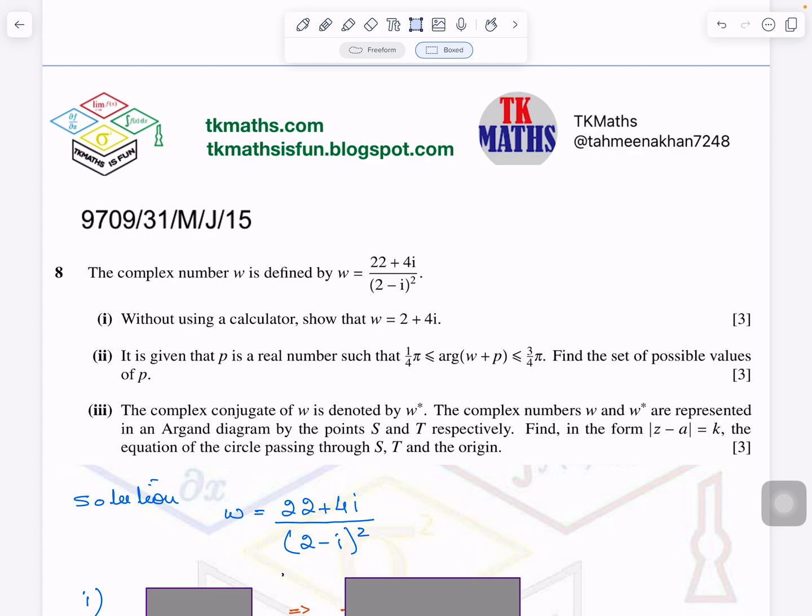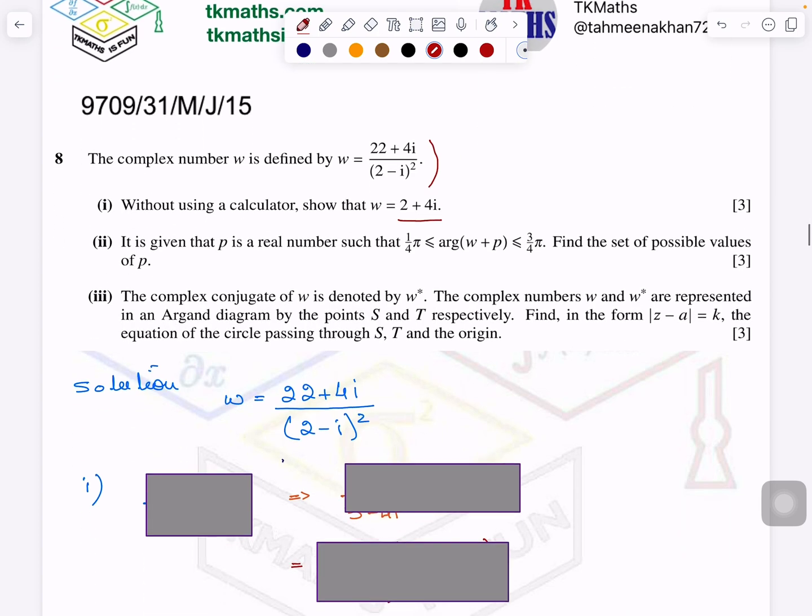In today's video, we will solve a question on complex numbers, which is a part of the A-level mathematics syllabus. It is a challenging question. So let's start. There are three parts in the question. In the first part, you have to bring the complex number into this form, 2 plus 4i, where what is given here is this form. So what comes to your mind? How will you do that?